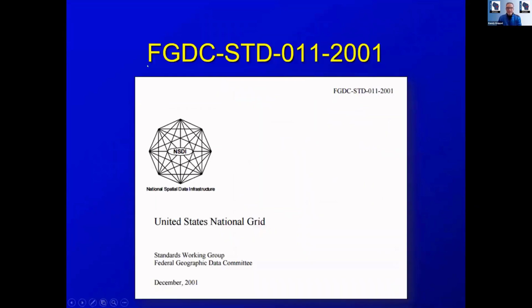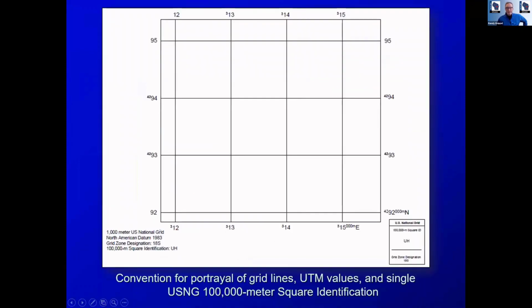The Bible is the FGDC standard. You need to read this. There's a lot of good background information. You can see it's dated 2001. I don't think it's changed since then. But this is where it all starts. This is what describes the elements of a U.S. National Grid compliant map. So you need to look through this, and I'll just point out a few things.